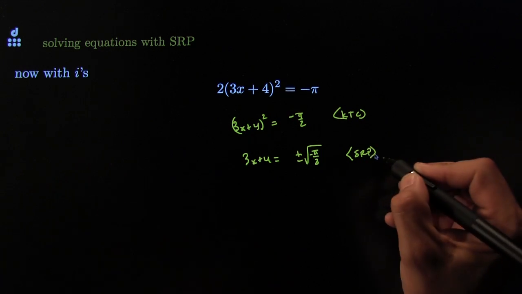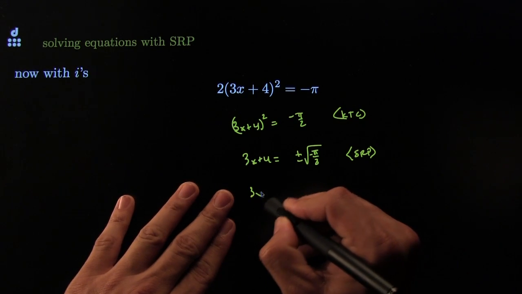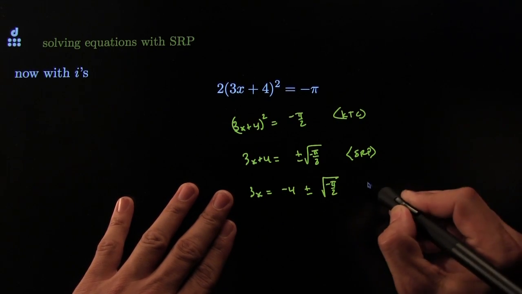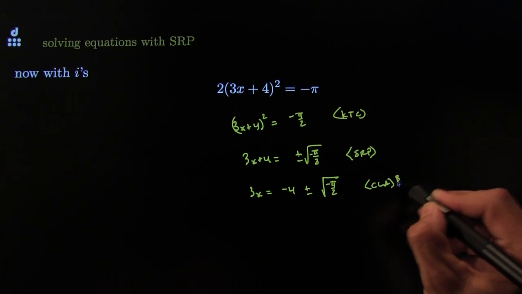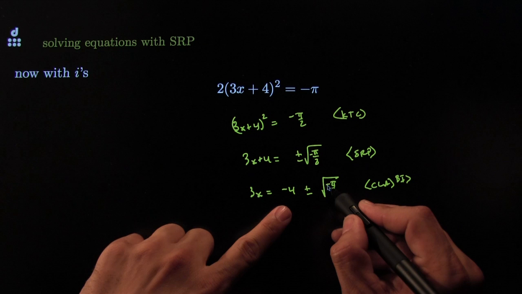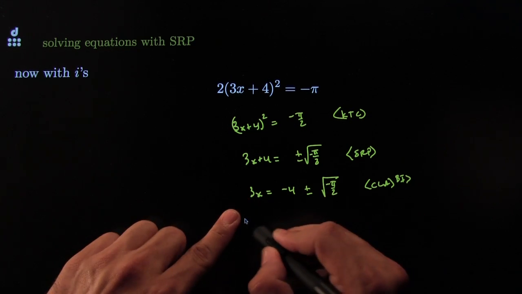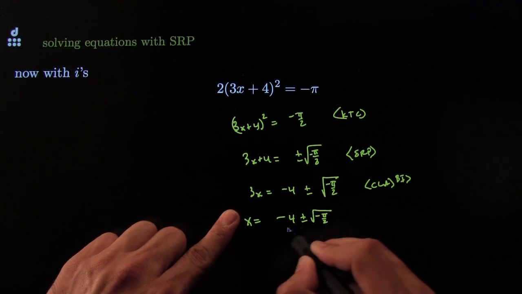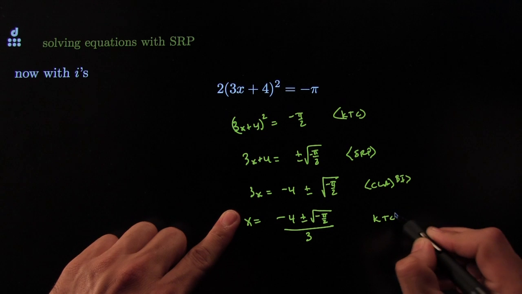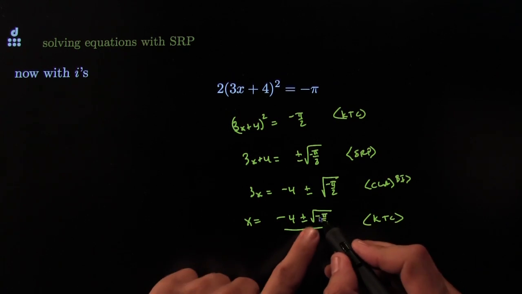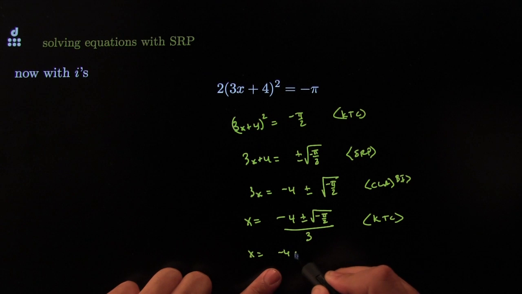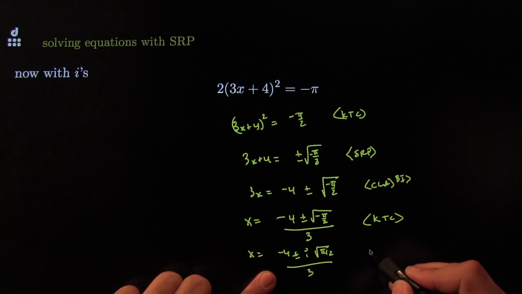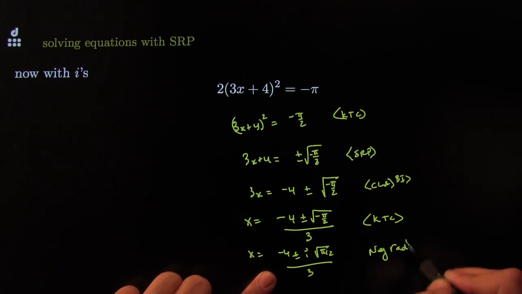Square root property. I can subtract 4 from both sides. Negative pi over 2, cancellation law of addition, and some other things. And then I can either take this one out, or I can divide by 3. I'm going to kill the coefficient. Negative 4 plus or minus the square root of negative pi over 2, all over 3, by killing the coefficient. I could take out the negative, and that becomes negative 4 plus or minus i times the square root of pi over 2, all over 3. That's by definition of negative radical.